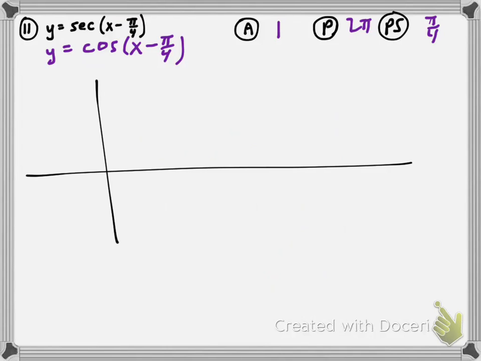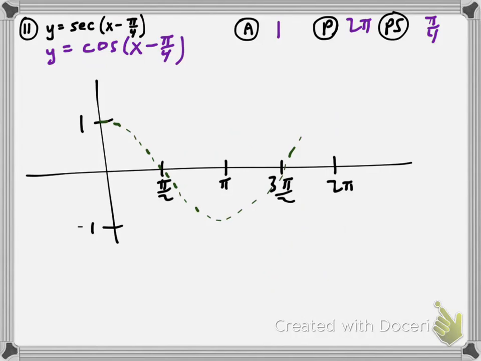We have a period of 2 pi, cut that in half, we get pi, cut that in half, pi over 2, and halfway between pi and 2 pi is 3 pi over 2. Drawing the graph of the cosine of x, we know that cosine of x is 1 when x is 0. So we have the graph of the cosine.